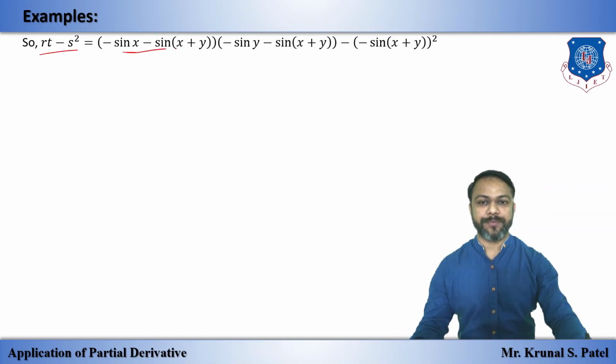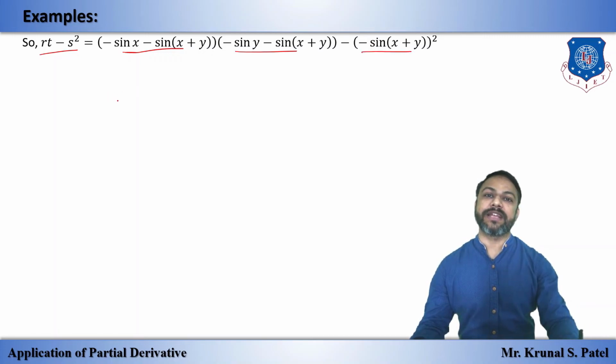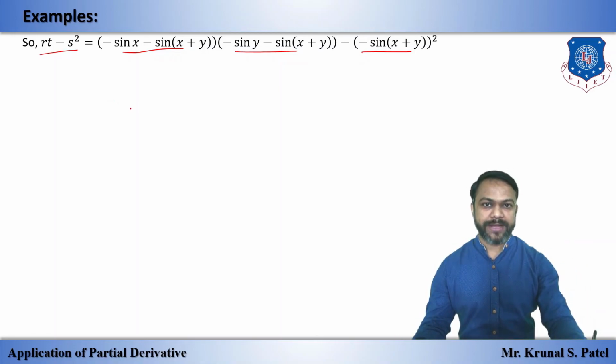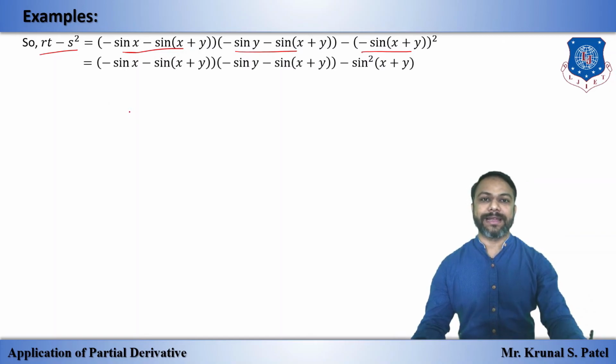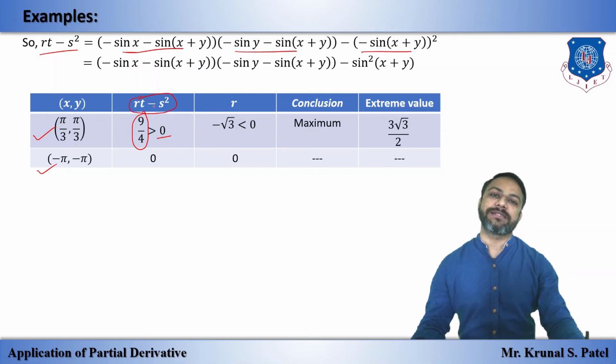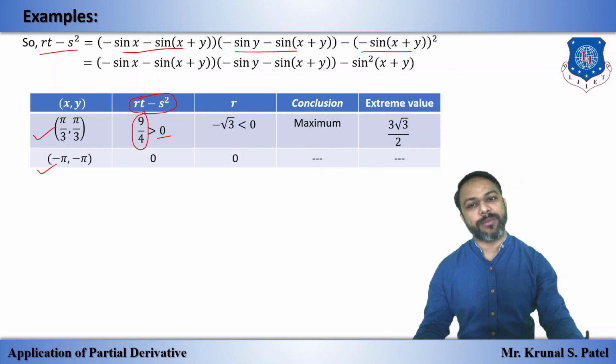So this is R into T minus S whole square. Now, as I told, no need to apply one by one points. We can use the table directly. So for the first point, if we put pi by 3 in this equation, we will get RT minus S square equal to 9 by 4, which is greater than 0.